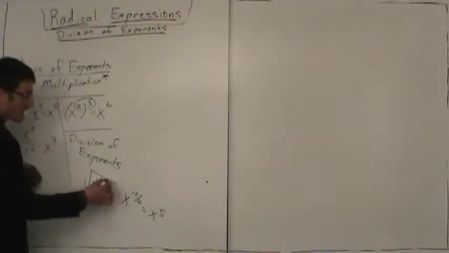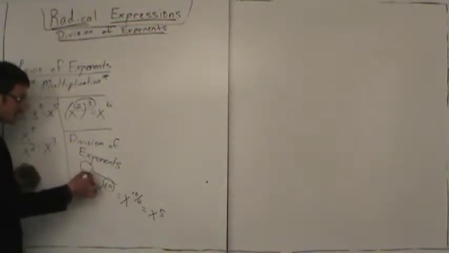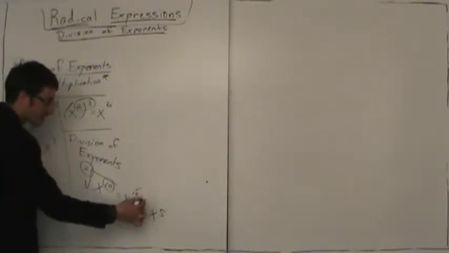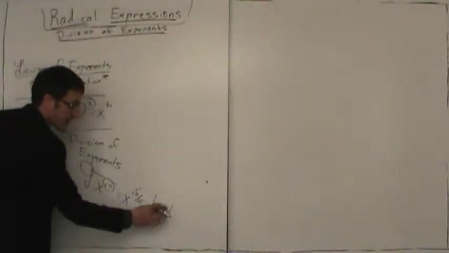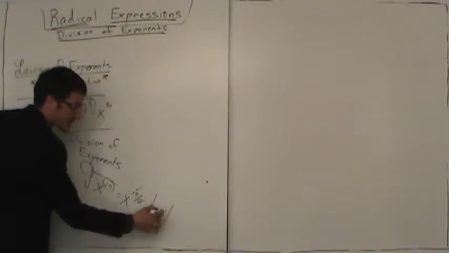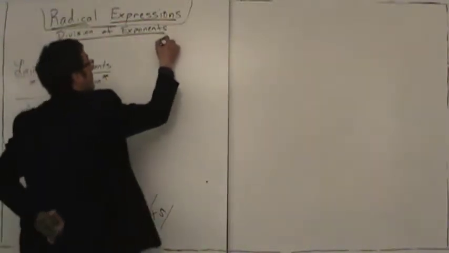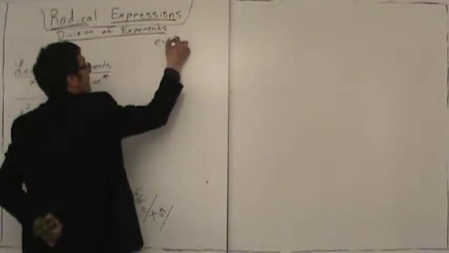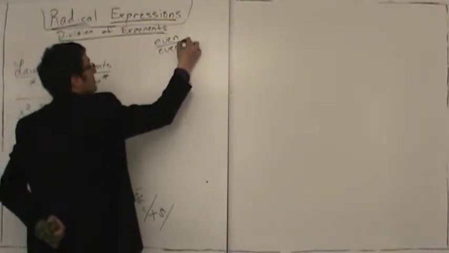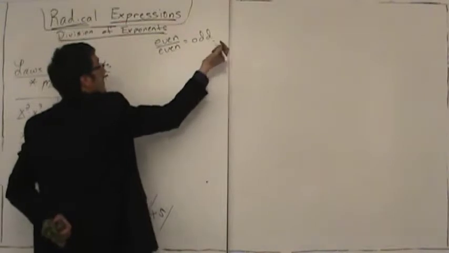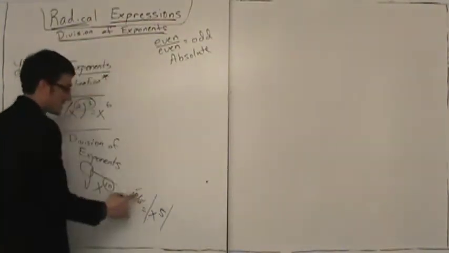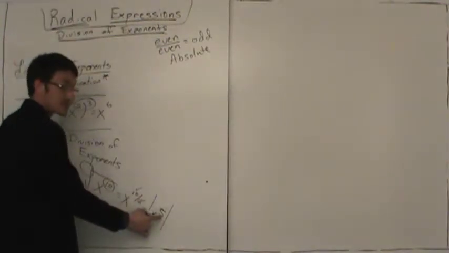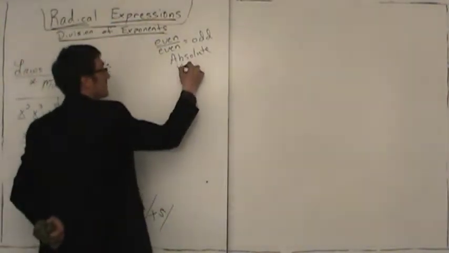Because remember, when we have an even 10 divided by an even index of 2, even divided by even results in an odd value on the variable, we end up with absolute value. So this is actually absolute value of x to the 5th, reminding you, when we have even divided by even, results in an odd, we have absolute value. So even exponent divided by an even index results in an odd exponent is absolute value.